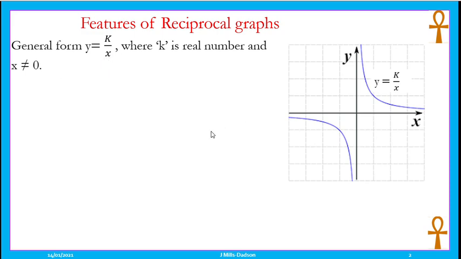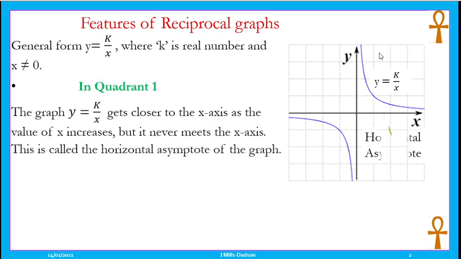Now let's look at the features. Look at the first quadrant, this section. Now you see that the x coordinate can get bigger and bigger and bigger, and the graph will be getting closer and closer to the x axis, but will never touch the x axis and will never cross it. So we say the x axis becomes what you call the horizontal asymptote.